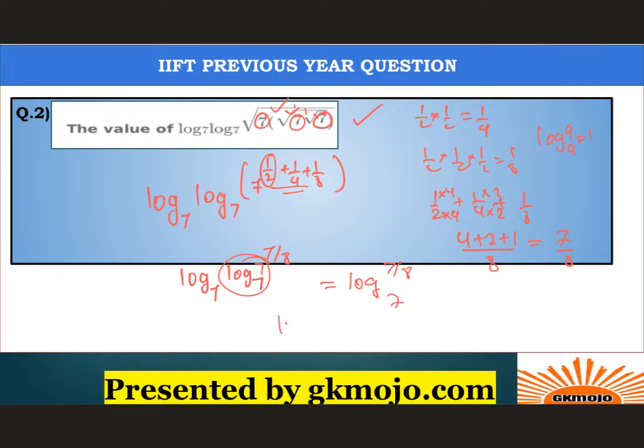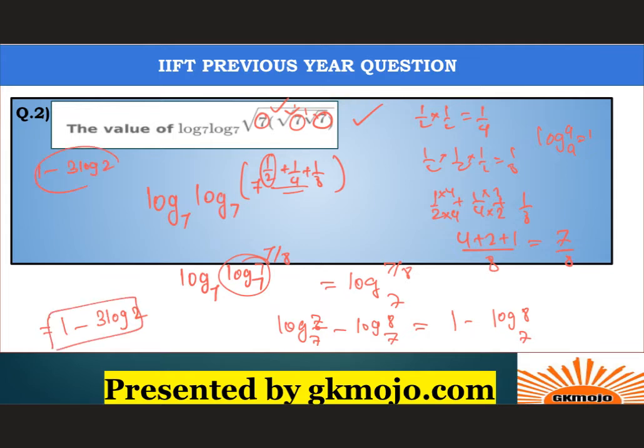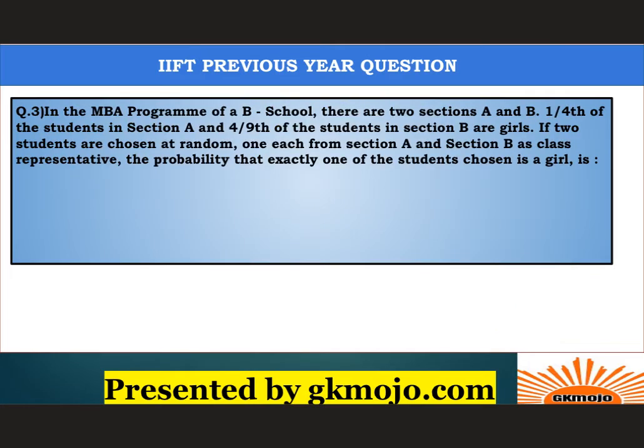And this can be written as log 7 to the base 7, right, minus log 8 to the base 7. So this is 1 minus log 8 to the base 7, or you can also simplify this as 1 minus 3 log 2, right? We just wrote this as 2 to the power 3 and brought the 3 over here. So this is our final answer, 1 minus 3 log 2. Let's have a look at the next question.